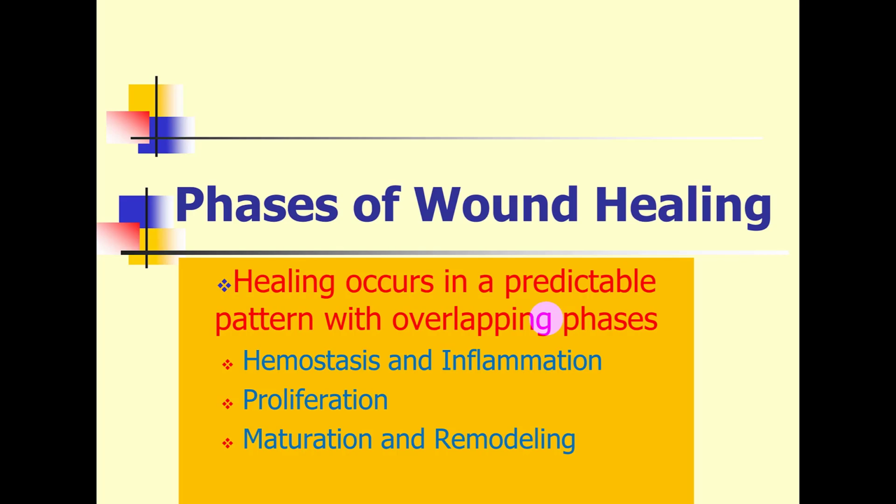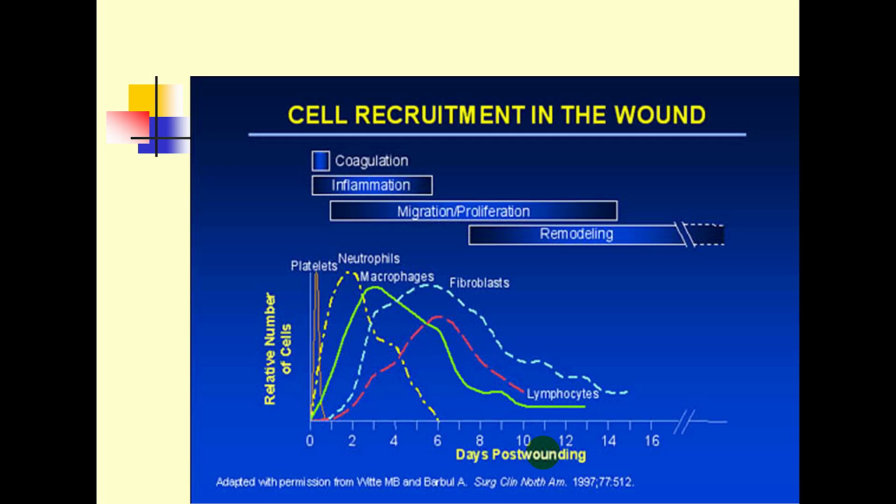When I have a wound, there is healing in 3 phases. The first phase is the hemostasis and inflammation phase. The second phase is the phase of proliferation. The third phase is the phase of maturation and remodeling. These phases overlap one another, with no sharp edge between each phase of the healing process.